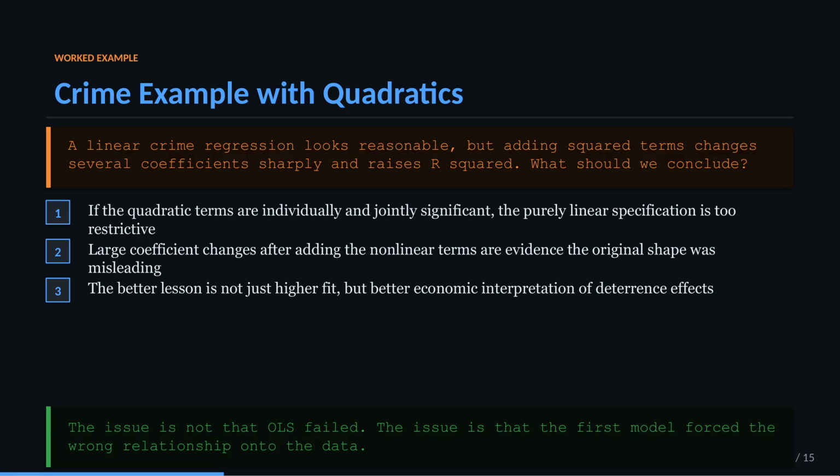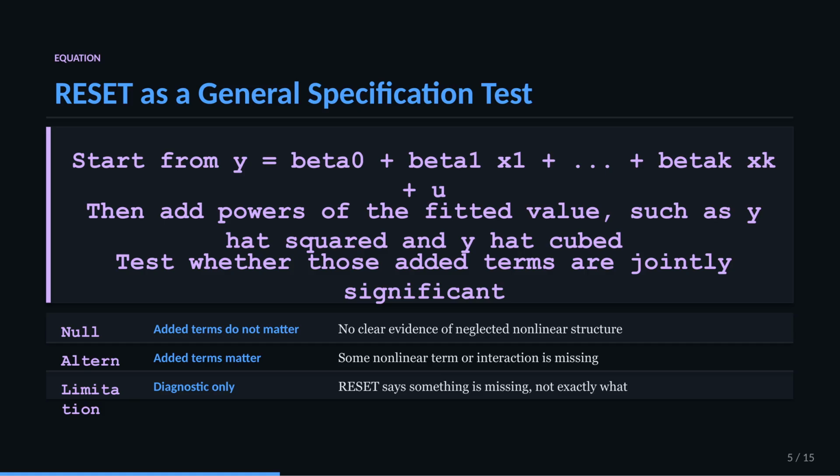One popular diagnostic here is RESET, the regression specification error test. The idea is straightforward. Estimate your model, take the fitted values, then add nonlinear functions of those fitted values, like y hat squared and y hat cubed, back into the regression. If those added terms matter jointly, that is evidence your original model left out some nonlinear combination or interaction. RESET is useful because it gives you a warning light, but it does not tell you exactly what to add next. It says something is missing, not what the correct repair is.